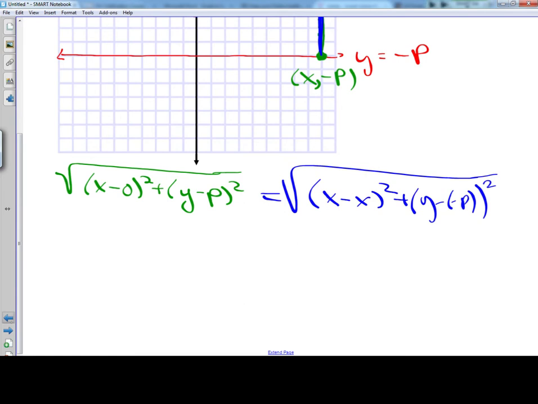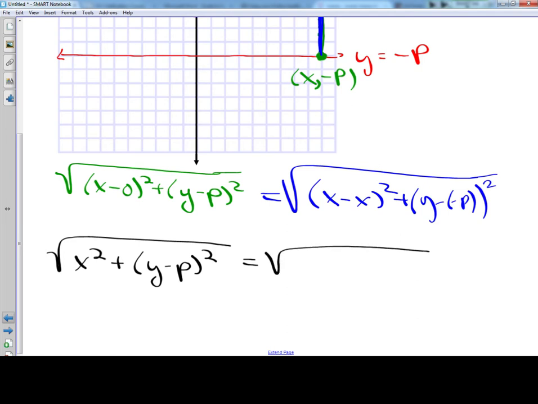On the left side, x minus 0 is just x, right? So that's x squared plus the quantity y minus p squared. That equals, let's see here, x minus x, well that's 0. 0 squared is just 0, so that's gone. Correct? So I've got the quantity y plus p squared here, don't I? Everyone cool? What's x minus x? Right? Okay, cool.